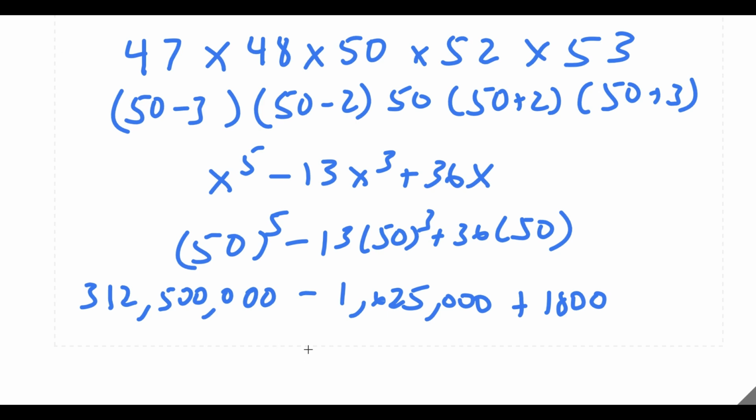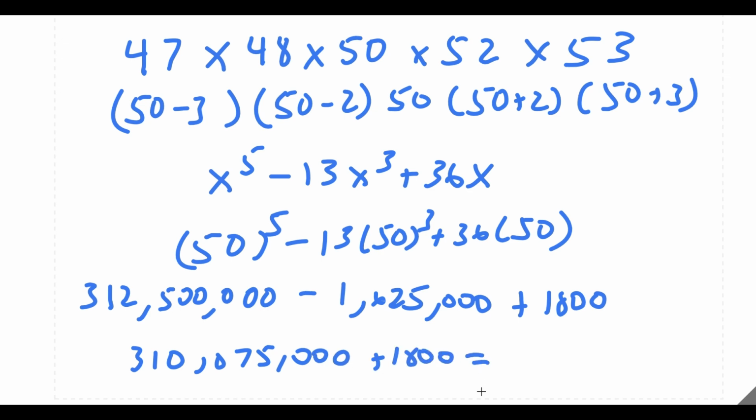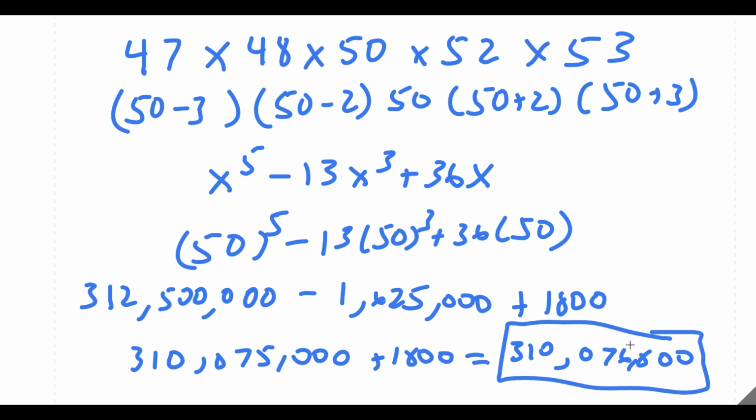Now to add these, that's pretty simple. We have 312,500,000 minus 1,625,000, and that's equal to 310,875,000. And we have this plus 1,800, which is simply equal to 310,876,800.